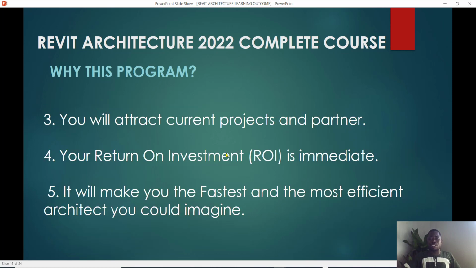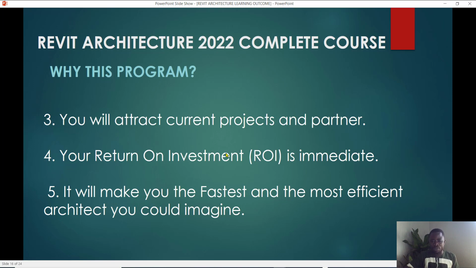Now, you will also be able to attract current projects and partners. Globally, everybody is migrating to BIM. In some European countries, in America, and a lot of countries globally, it is mandated for professionals to use BIM. So if you are in another jurisdiction and you are very good in the use of BIM, you can attract such partnerships, and you can also get a lot of projects there too.